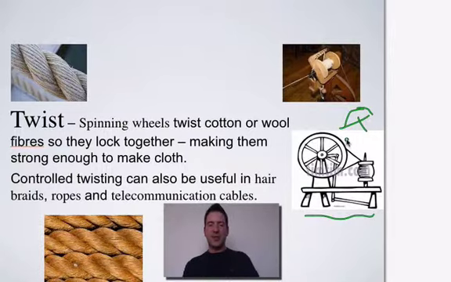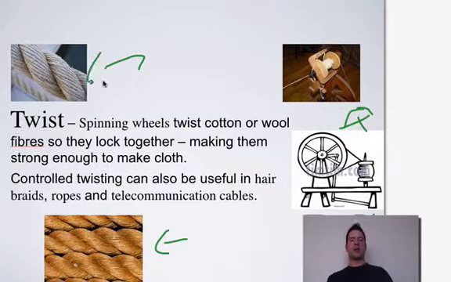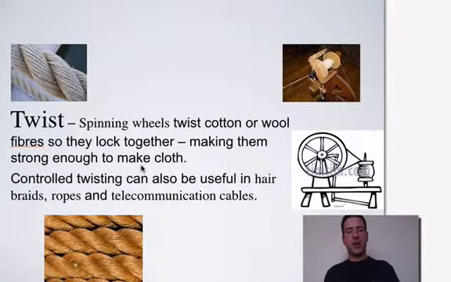The second thing we're going to talk about with twisting is controlled twisting. Examples are ropes, braids, telecommunication cables, etc. What we do is take the different fibers and twist them together. And remember, when we twist things, the particles become closer together, the density is increased, and they become stronger. We did a lab on that, and we understand those different components.